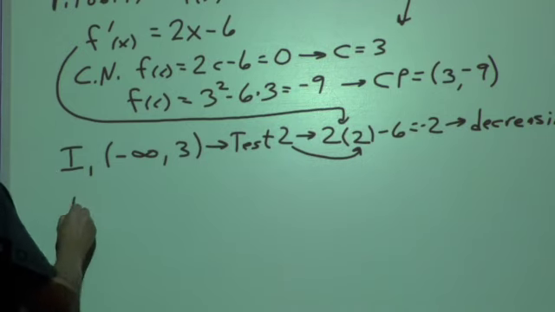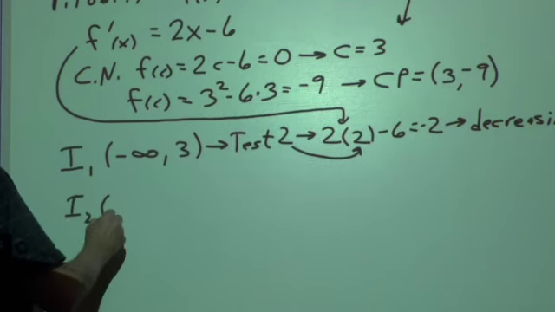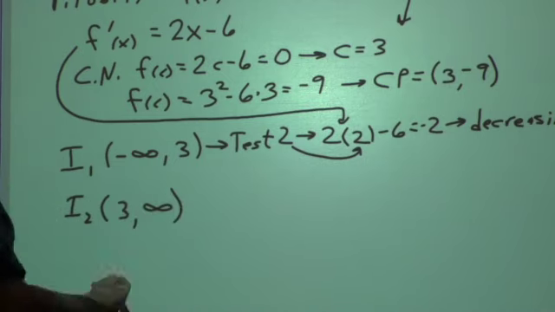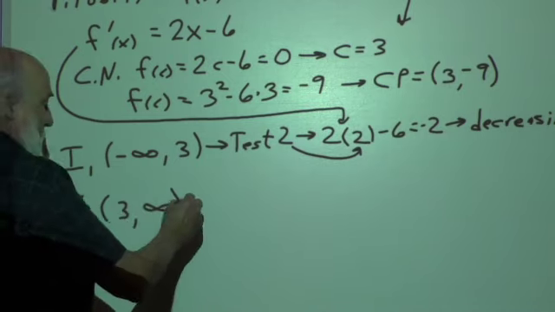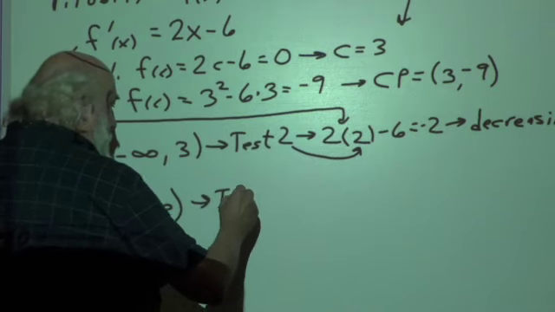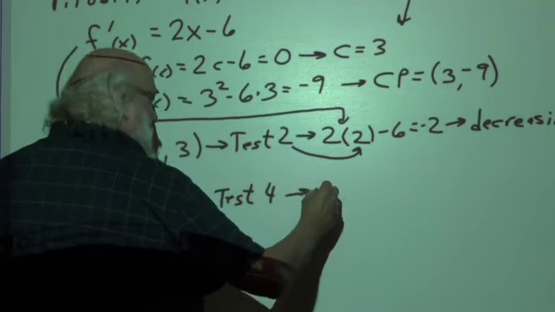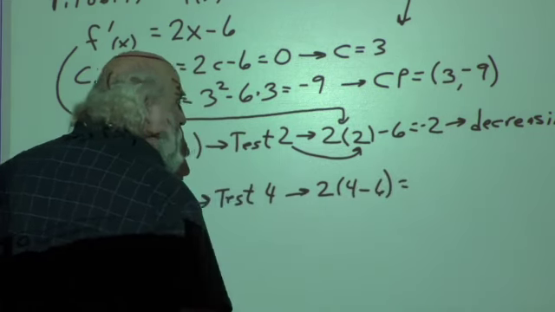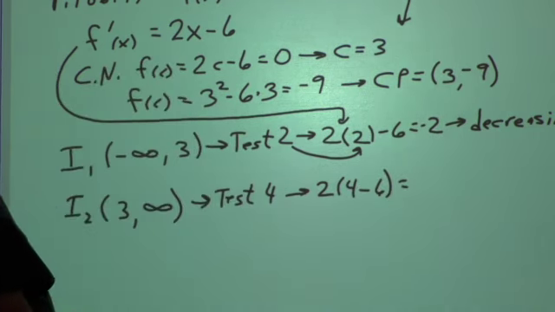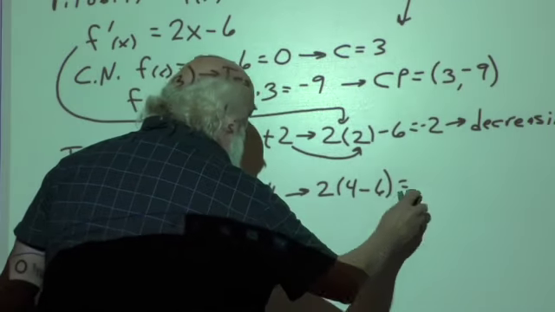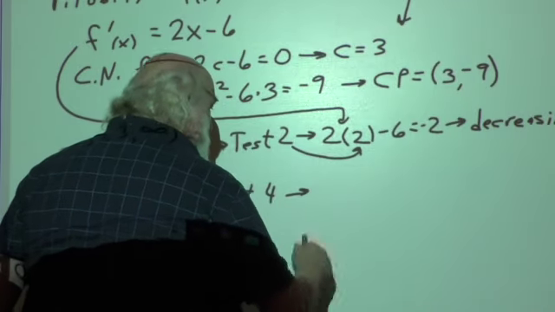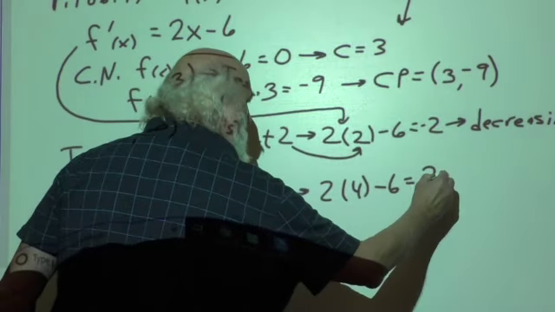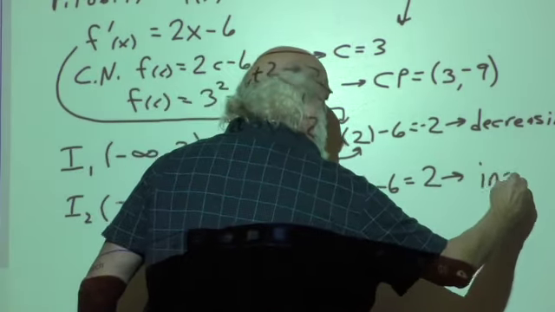Okay, so interval 2 is going to be from 3 to positive infinity. So I'm going to use 4 to test it. So that means it's going to be 2 times 4 minus 6. Oops, wrong place for the parentheses. 2 times 4 minus 6 is positive 2, and that means it's increasing.